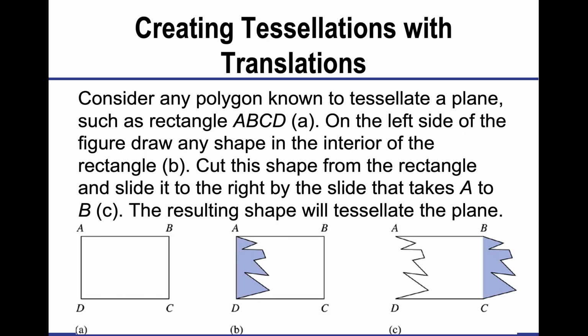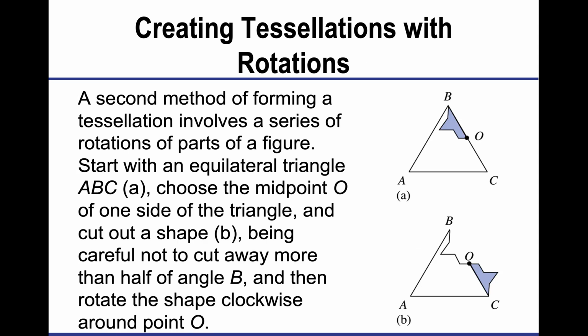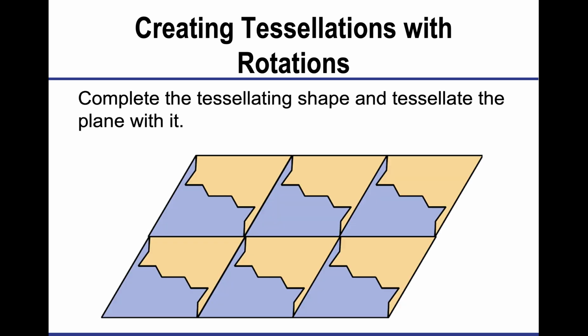Creating tessellations utilizing translations is one way to look at it. If I have a figure and I draw any shape on the interior of that rectangle, then I cut it out, I'm going to be able to slide it, and the resulting shape will tessellate in the plane. So it's kind of like you're creating puzzle pieces where they're always going to match up and align in the plane. Another method of forming these tessellations would be taking a series of rotations where you're cutting something out of an equilateral triangle, and then you're rotating it around that 360 degree shape until they lock together.